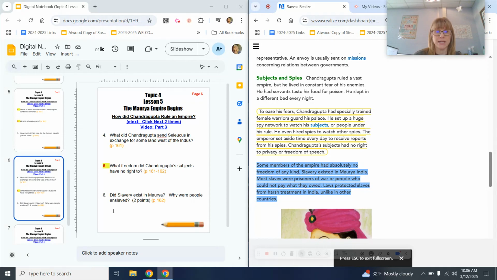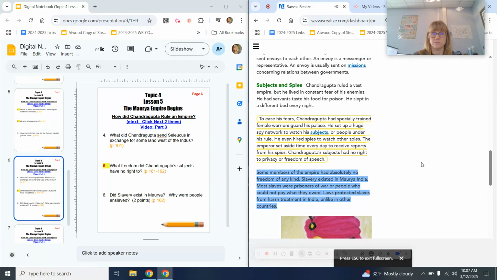And then number 6, did slavery exist in Maurya? You'll find that answer in the blue paragraph. And then a second question, why were people enslaved? So this is actually going to be 2 separate questions in your formative, and you'll also find that second half in this same blue highlighted paragraph. So let's go ahead and listen now.